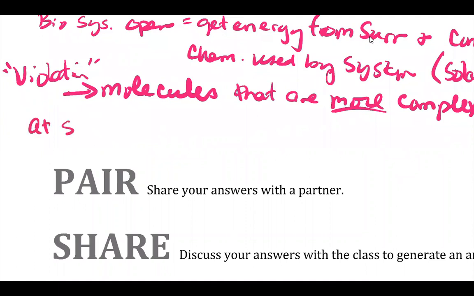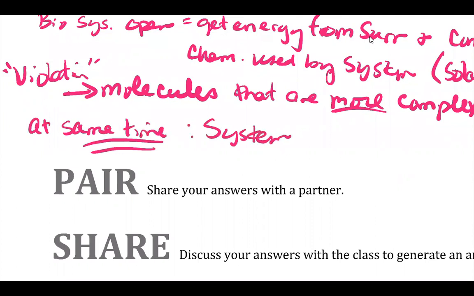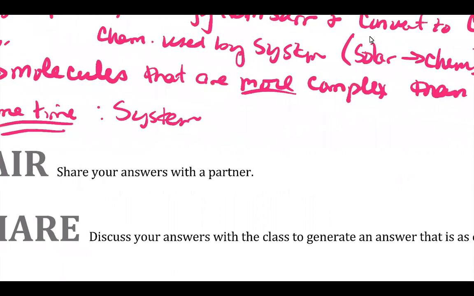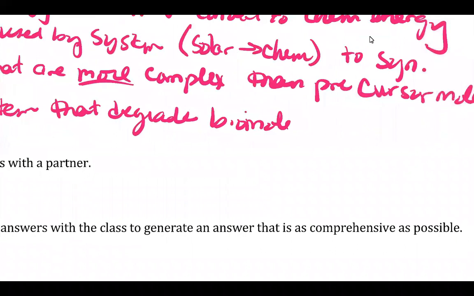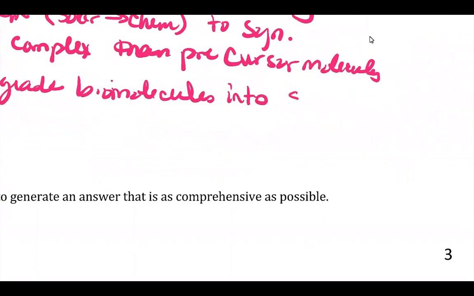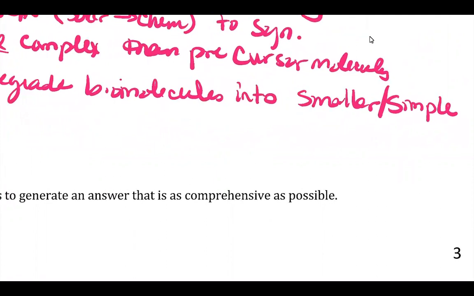So at the same time, you have inside the system, so the system, the cell, the organism, is using other pathways, other biological processes that degrade biomolecules into smaller, chemically more simple molecules, right? And so that's actually a dispersion of energy.